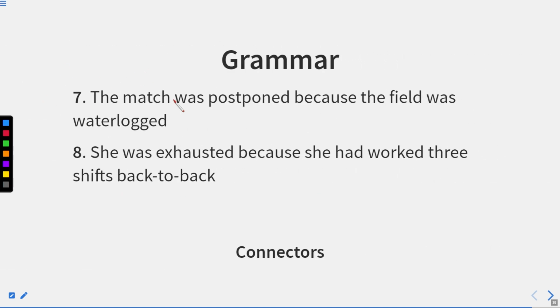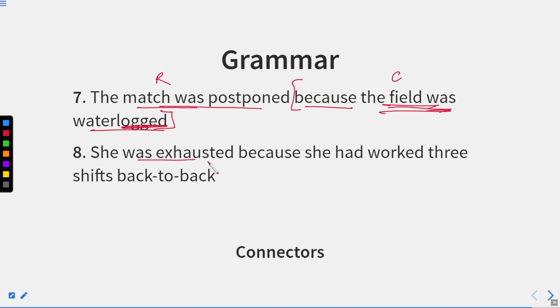Now let us have another example. The match was postponed because the field was waterlogged. So the field was waterlogged, you can say this is the cause and the reason of it. The reason and the result of it. The match was postponed. So this is the result or the effect.